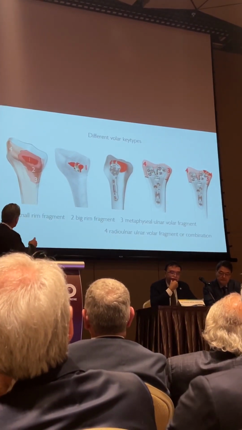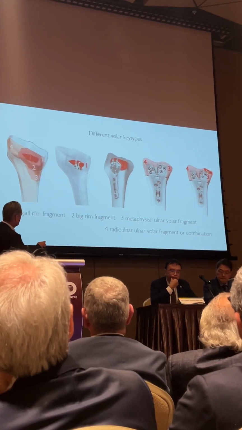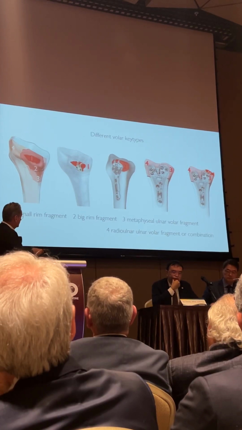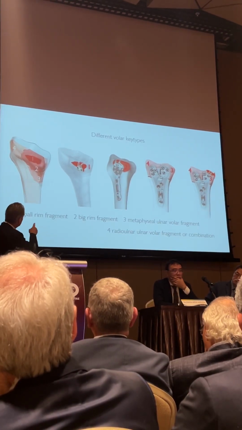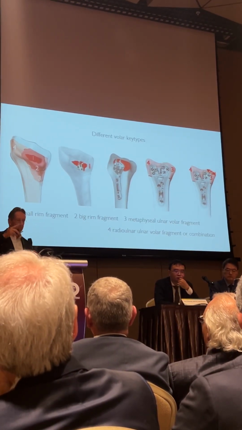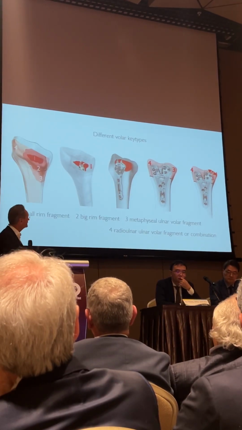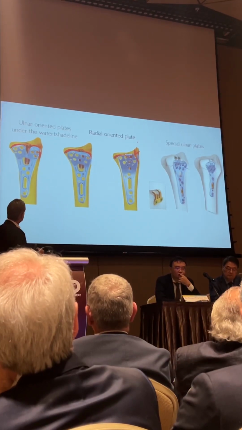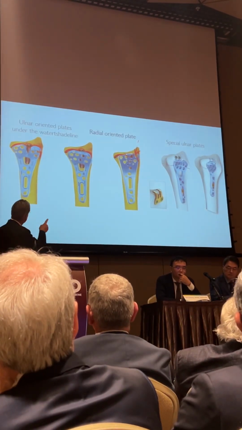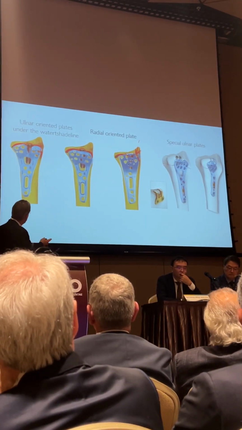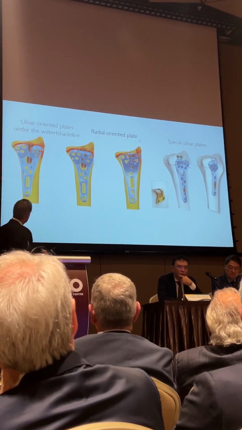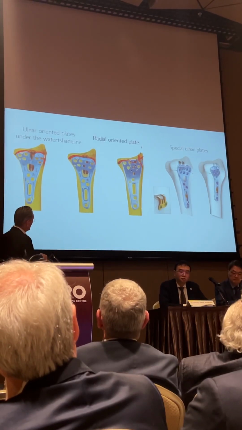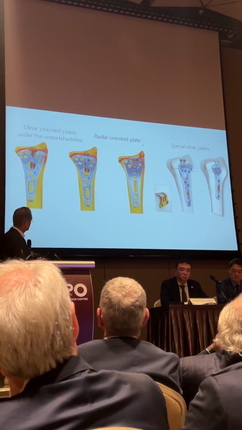Yes, you see here different volar key types. You see here a small rim fragment, a big rim fragment, a metaphyseal ulnar volar fragment, a radio-ulnar volar fragment, and you see here different types of plates which can catch these fragments best. Here you see the X-rays, and you see here ulnar-oriented plates are the best for ulnar-oriented fragments. Radial-oriented plates are not so good for that type, and special ulnar plates I've already shown you.